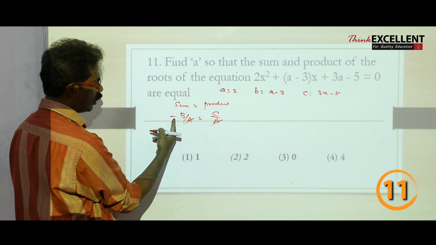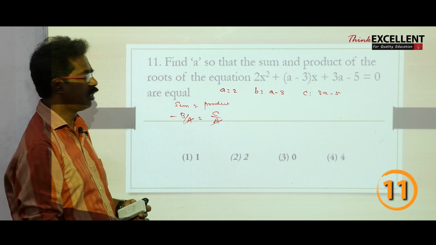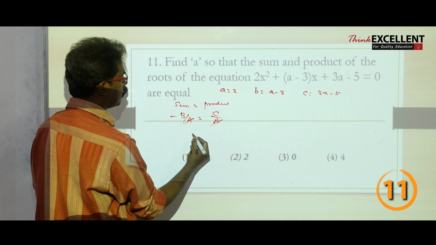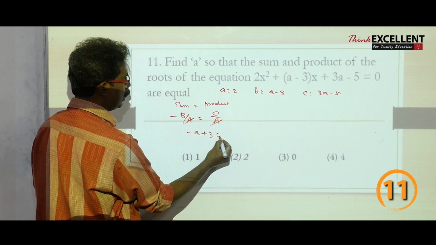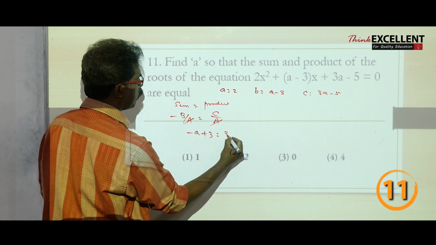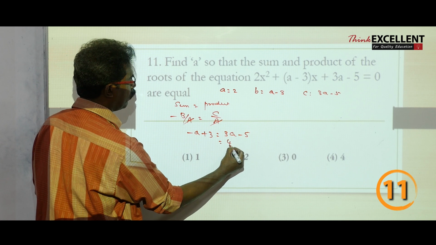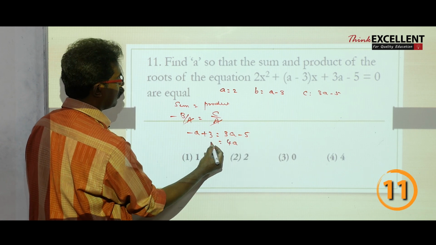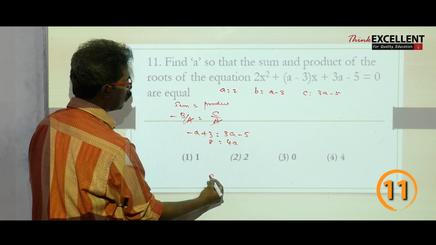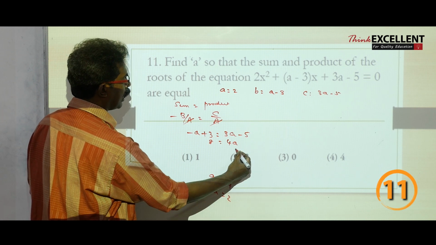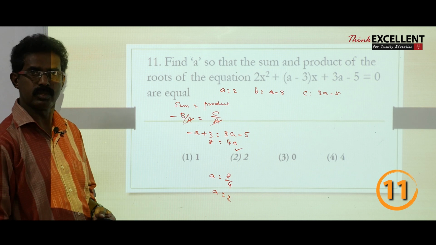A cancels. So, you are getting minus b equal to c. Minus of b, this is our b value. So, minus of b means minus a plus 3 equal to c. C is 3a minus 5. So, 3a plus a, it is 4a. 3 plus 5, it is 8. So, a is equal to 8 by 4. So, a value is 2. So, the correct answer is the second option, it is 2.